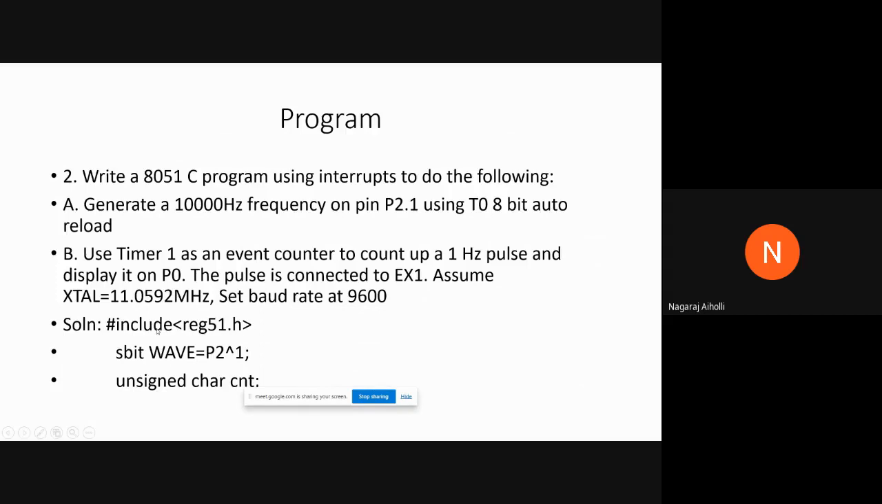Then let us write a program, 8051 C program. #include <reg51.h>, sbit wave = P2^1. That is, we are defining special bit P2.1 as wave. Then also defining unsigned char count. A variable called cnt is defined as unsigned character for the counting purpose.